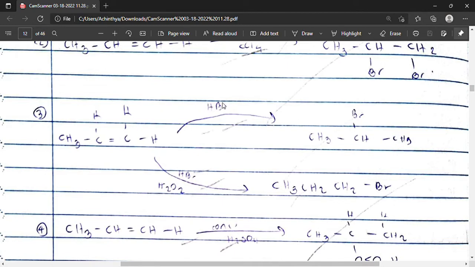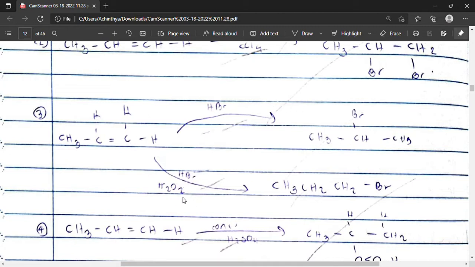The bromine will add to the carbon that will form the more stable carbocation, in which case it is this carbon. This is governed by something called Markovnikov's rule, and the bromine gets added to this carbon to form this, while the hydrogen gets added to the other.